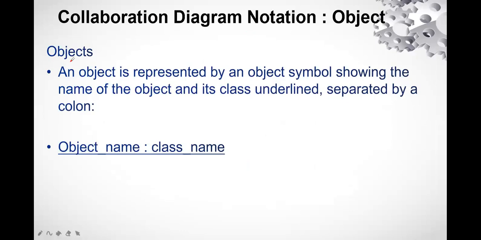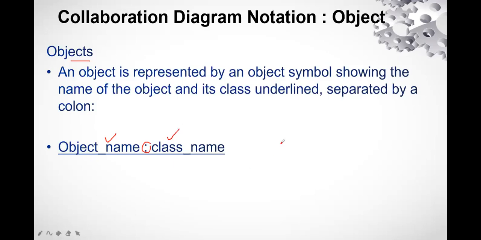What are these? First one is object. How are we going to define an object? We already know what an object is. We have understood it earlier also. An object is represented by an object symbol showing the name of the object and its class underlined, separated by a colon. So here we are focusing on how we are going to design the diagram and how the notations are being used. When I define the object, I write the name of the object here and use a colon. Then I write the class name and underline it.